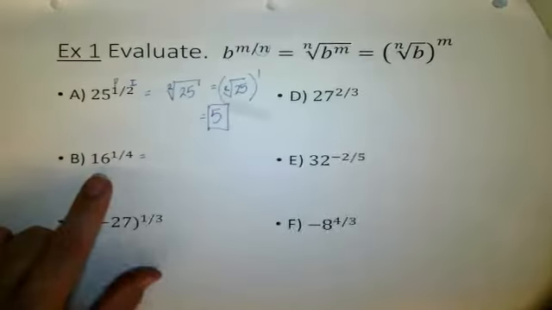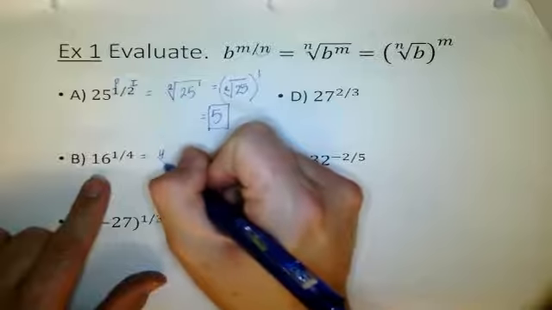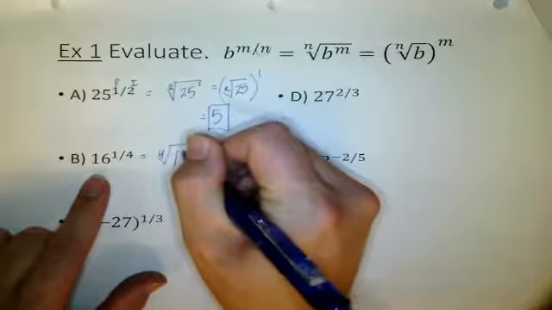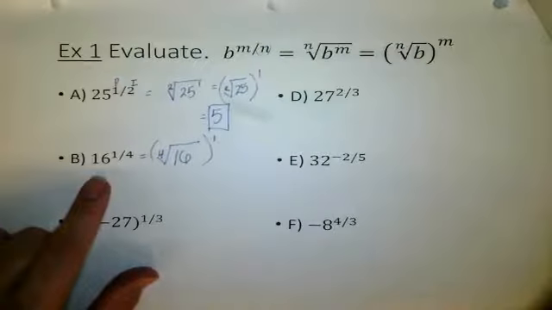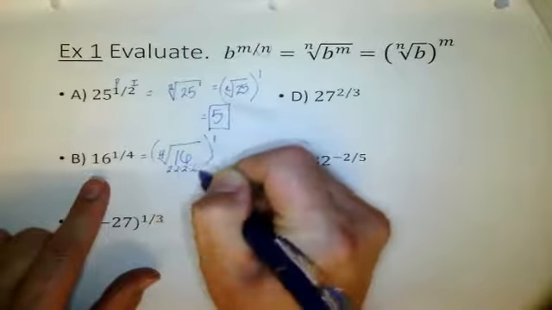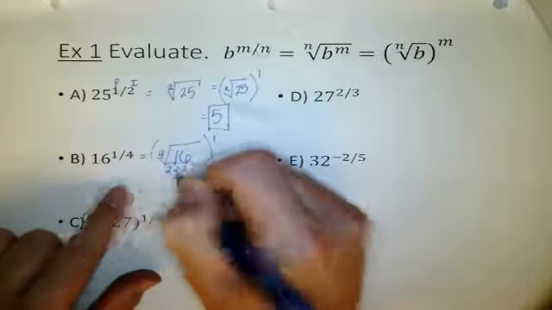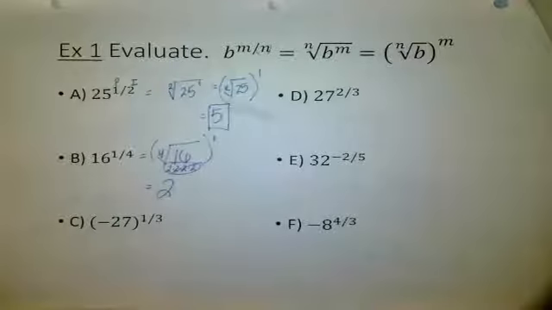16 to the 1/4 can be rewritten as the fourth root of 16 to the first power. What is the fourth root of 16? 2. Why? 2 times 2 times 2 times 2 is 16, and we're looking for a group of 4. 1 escapes, and 3 get shot. Oh. Yeah, your odds of getting out of jail is terrible the higher the root. The fourth root of 16 is 2.